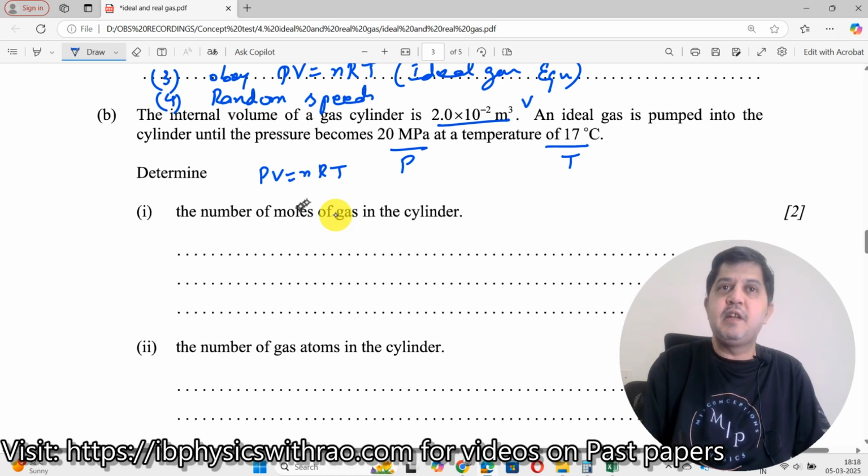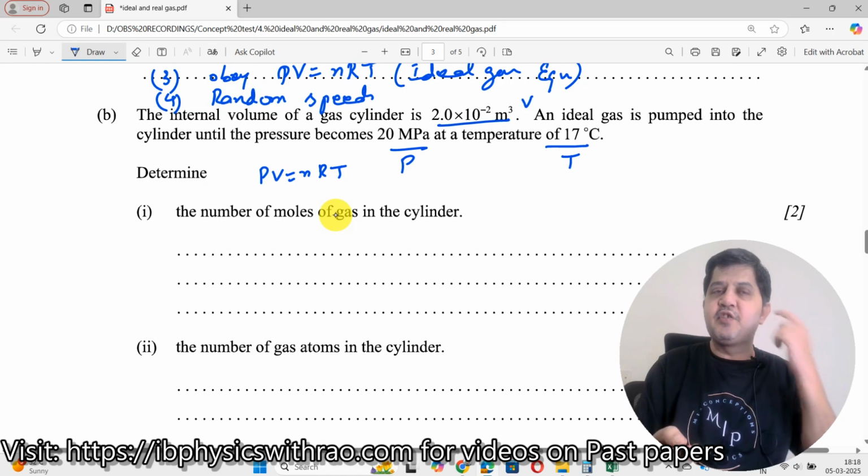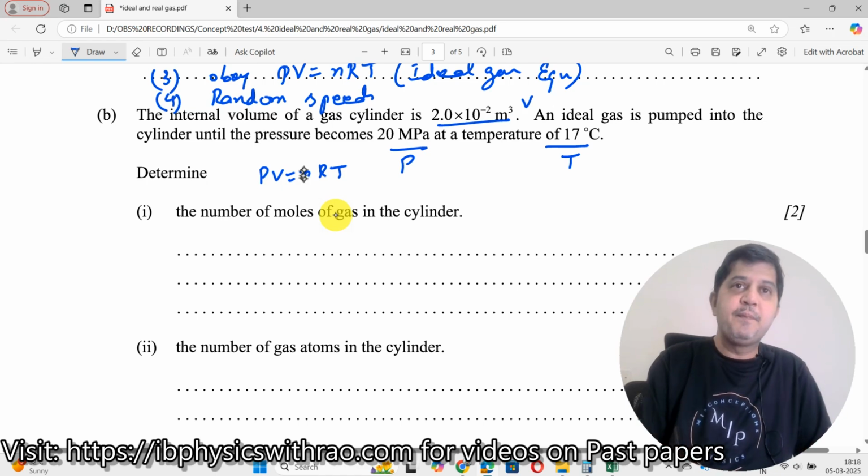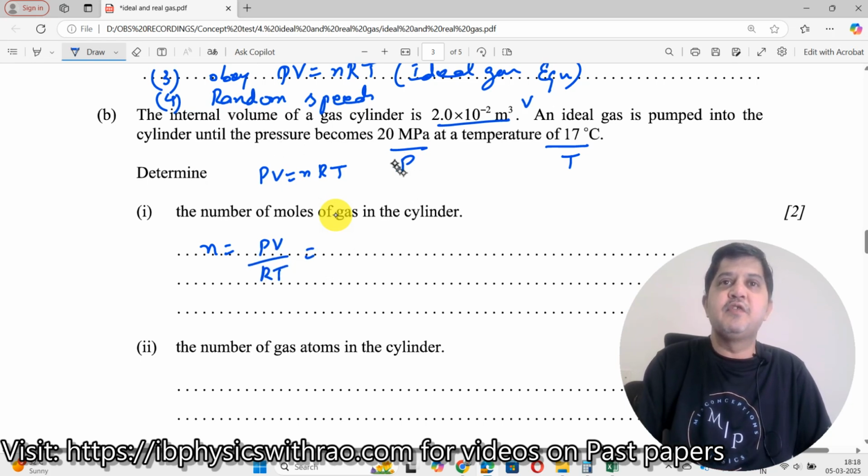What is it we required over here? P is known, V is known, T is known, R is already known, gas constant. It should be there from your data booklet also. Get the value of n. n should be equal to PV divided by RT. Now substitute all the values. So 20 megapascals. Many students make a mistake over here. Instead of mega, they just write 20. That is wrong. So 20 multiplied by mega, which is 10 power 6, multiplied by volume. What is volume? Volume is 2 into 10 power minus 2.